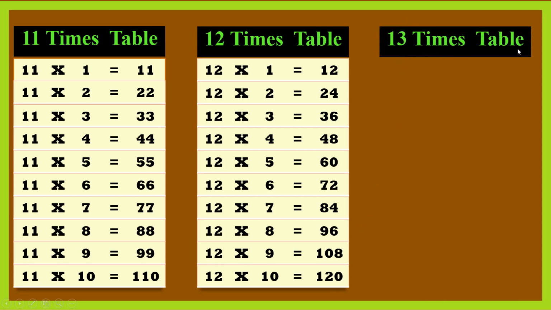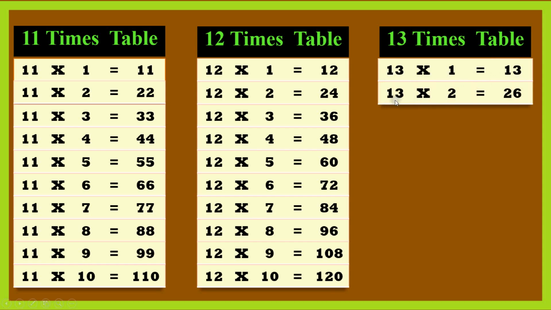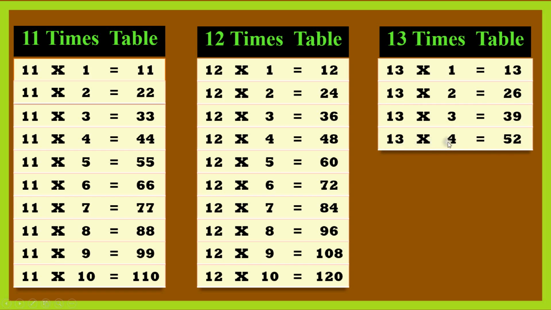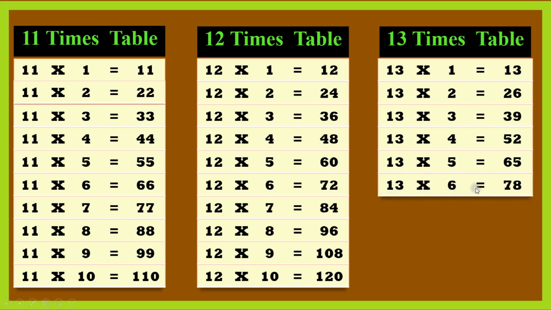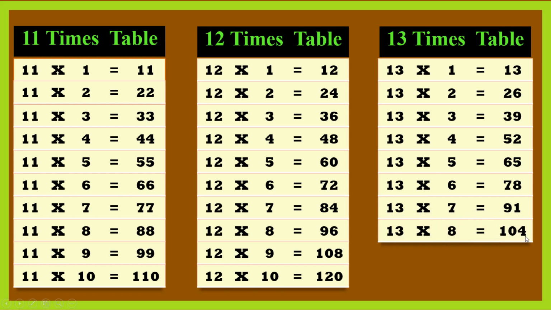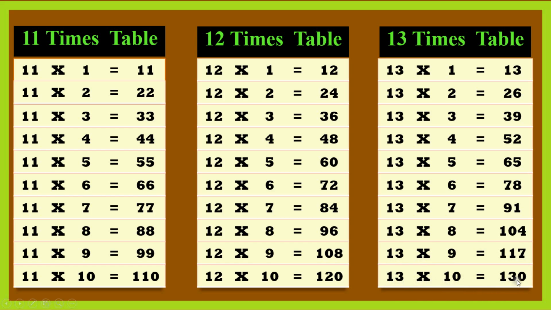13 times table. 13 times 1 is 13. 13 times 2 is 26. 13 times 3 is 39. 13 times 4 is 52. 13 times 5 is 65. 13 times 6 is 78. 13 times 7 is 91. 13 times 8 is 104. 13 times 9 is 117. 13 times 10 is 130.